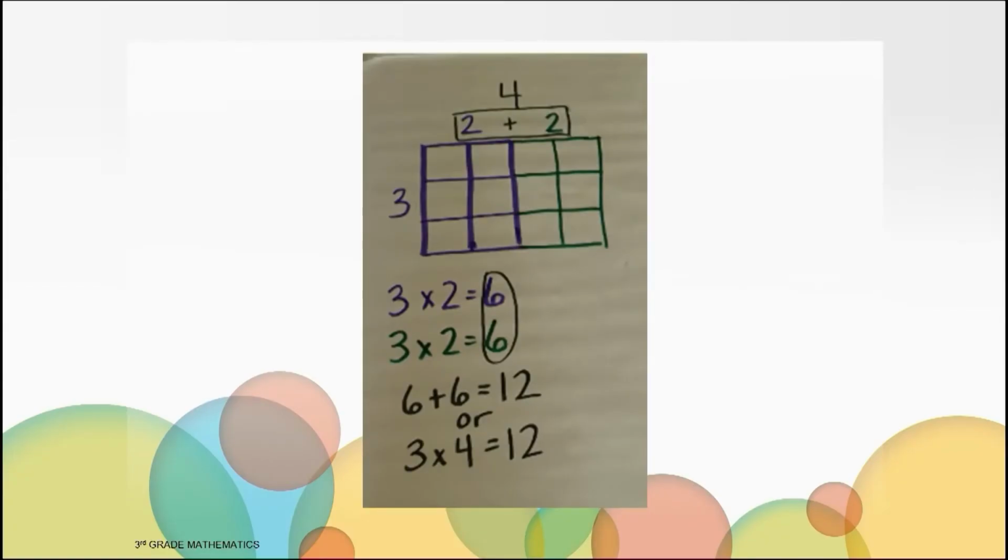Let's look at this a little more deeply. If you know that 3 times 2 is equal to 6, you can then double the 6, or add 6 and 6, to get 12. So 3 groups of 4 equals 12, and you can solve this problem by using the facts that you know from 3 times 2.